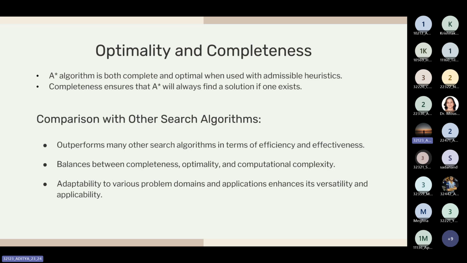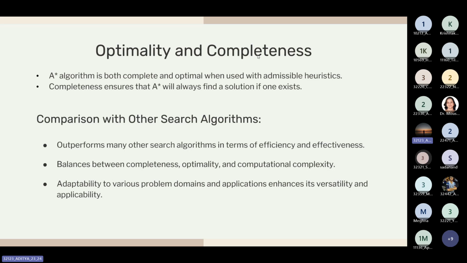And completeness. Completeness means that the A-star algorithm ensures that it will always find a solution if it exists. Even if there are barriers in between, from reaching from node A to node B, the A-star algorithm will find alternate routes so that new paths can be found.